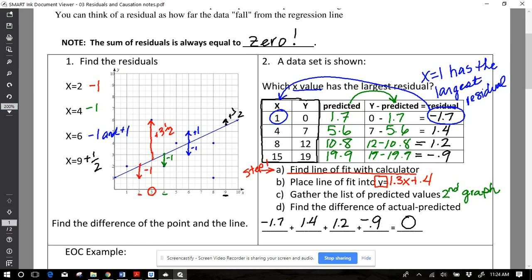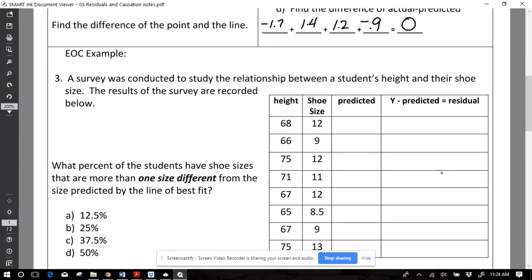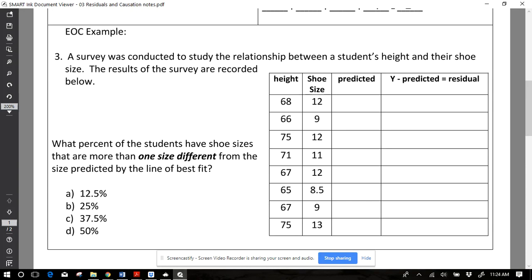So that is just the basics of how to find a residual from a table. What I want to show you next is what it's going to look like when you take your EOC, and this is actually an EOC released item. It's going to give you a word problem typically. It'll say a survey was conducted to study the relationship between a student's height and their shoe size. The results of the survey are recorded below, and they're going to show you just this table right here with the height and the shoe size.